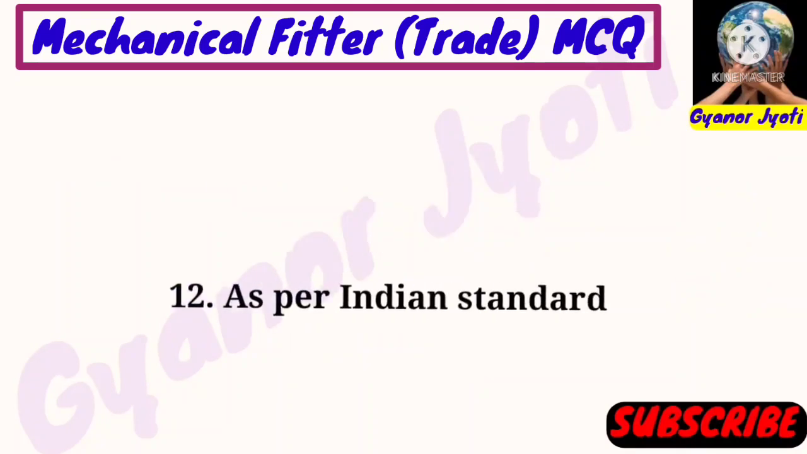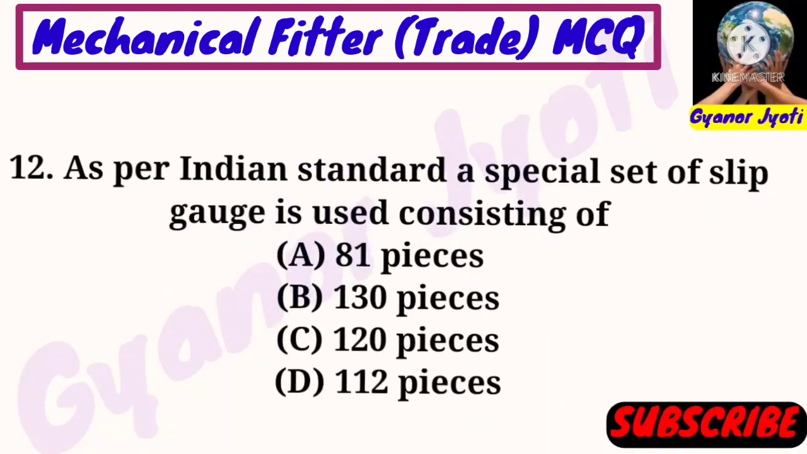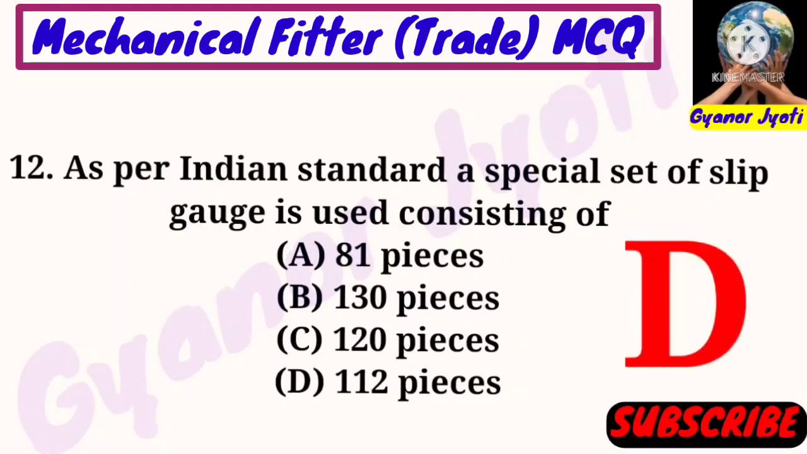Next, as per Indian standard, a special set of slip gauge is used consisting of, the correct answer is D, 112 pieces. As per Indian standard, a special set of slip gauge is used consisting of 112 pieces. D is the correct answer.